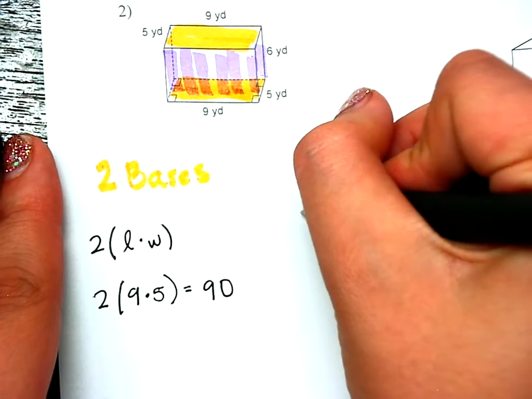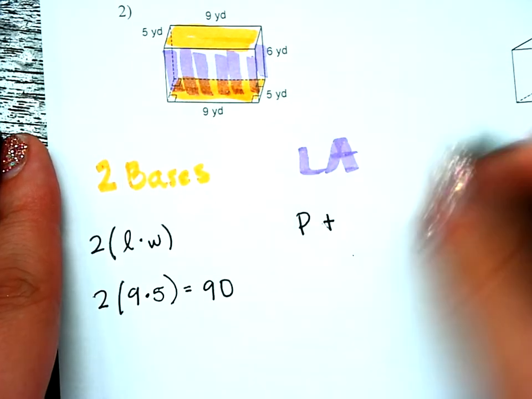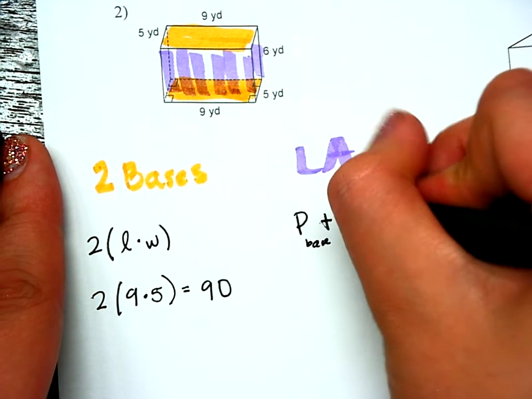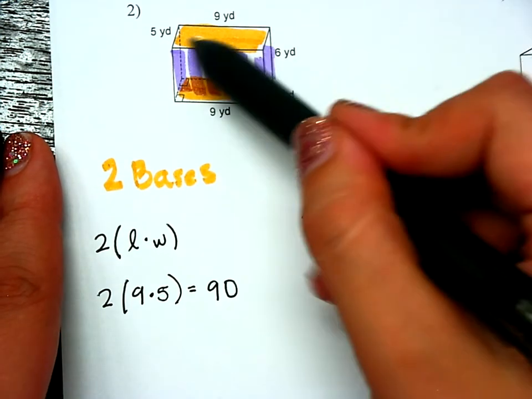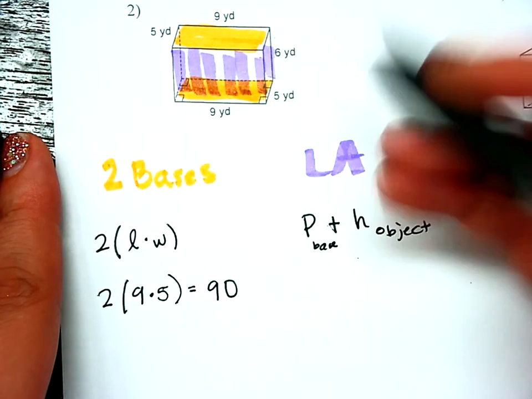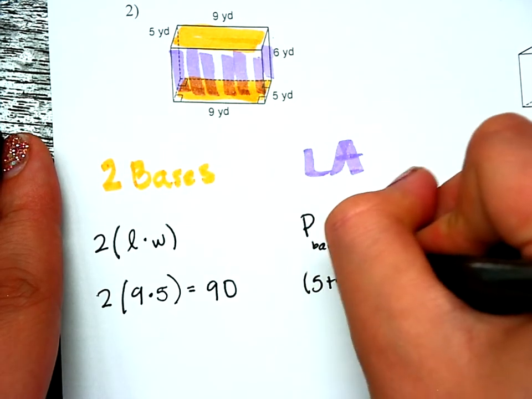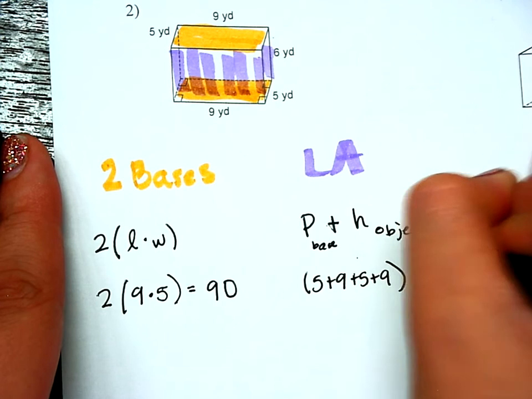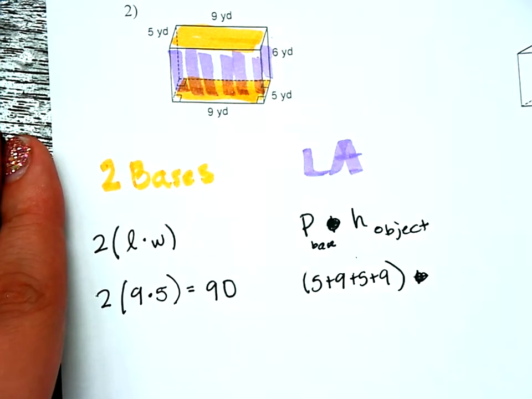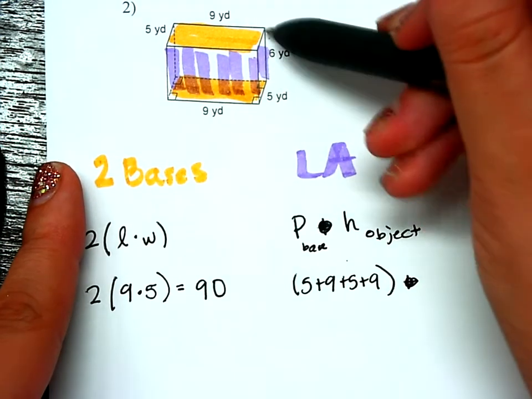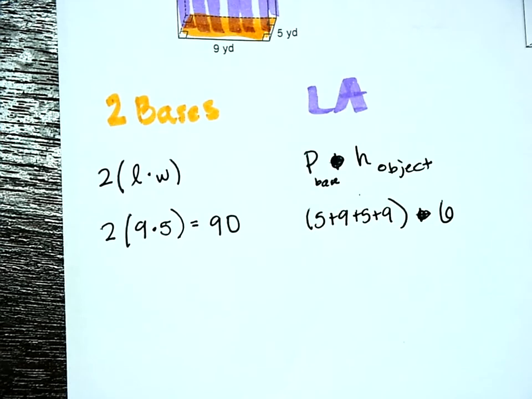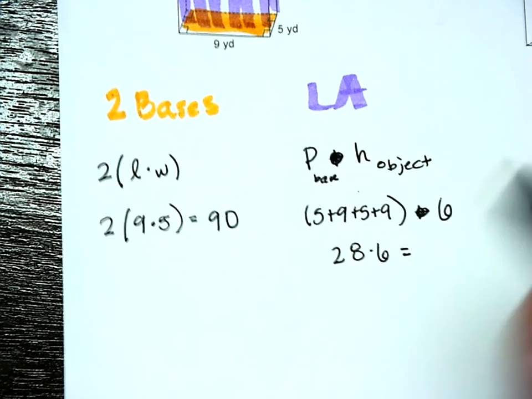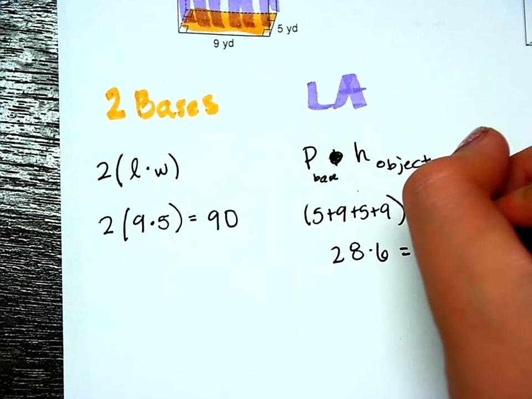So the perimeter of the base times the height of the object. So below, the perimeter is going to be 5 plus 9 plus 5 plus 9, times, it should be times, and then the height of the object. Well, the object is 6 yards tall, so 6. Okay, let's find out what this value is. So 5 plus 9 plus 5 plus 9, that's 28 times 6. And that gives us 168.